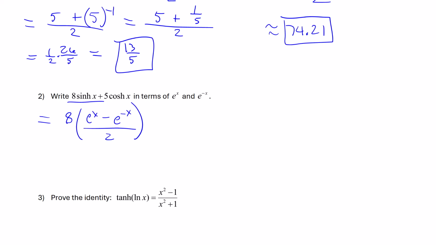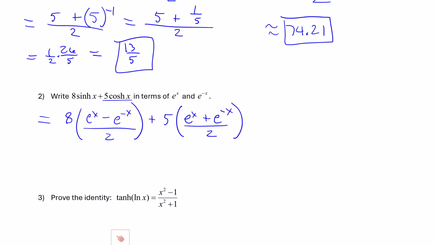So we have 8 times the definition for sine hyperbolic of x as our first term. And we'll do the same kind of thing for our second term. So we'll just say plus, which is part of the expression given. And then it's 5 cosh of x. So we'll put it in as 5, and then in parentheses, the definition for cosine hyperbolic of x, which would be e to the x plus e to the negative x all over 2.